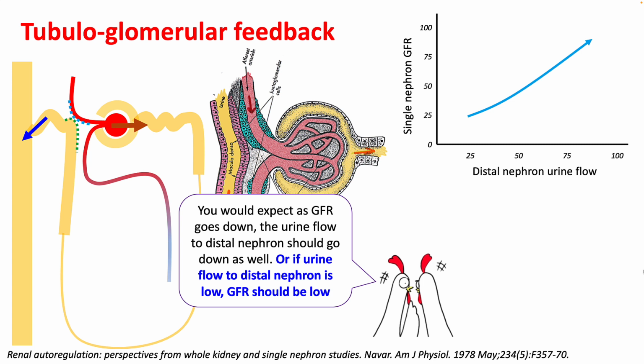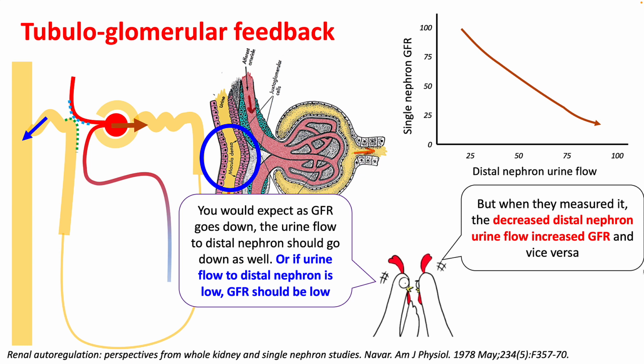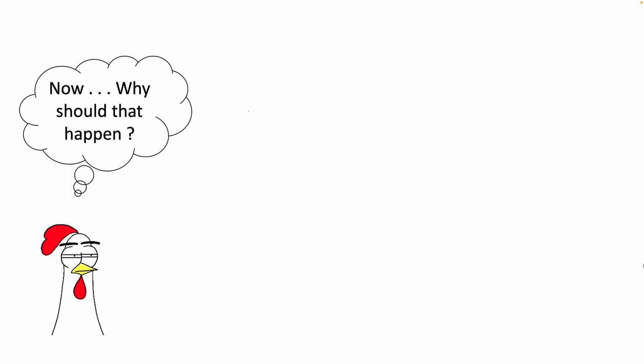The normal thing that you would presume is that as your GFR goes down, the urine flow to the distal nephron should go down as well. Or if the urine flow to the distal nephron is low, the GFR should be low. However, when you measure the distal nephron flow and plot it against the GFR, decreased distal nephron urine flow results in increase in GFR. So why should this happen?